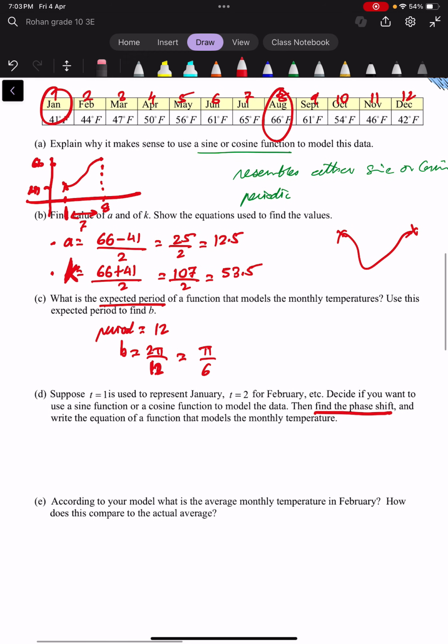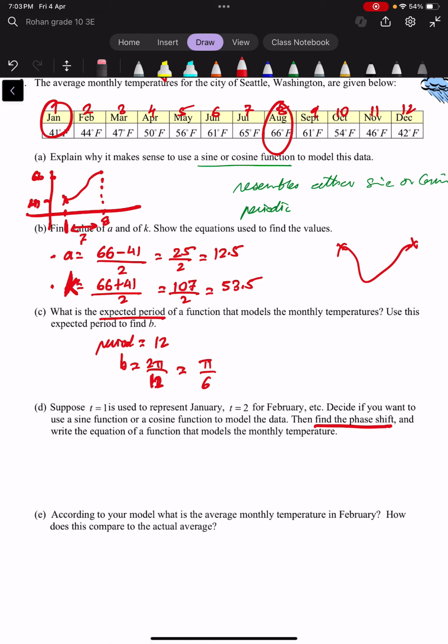So what will it be? y is equal to the amplitude, 12.5 cos, but it will be minus, because it's starting from down. Pi by 6 (x minus 1), where 1 is your horizontal shift, plus 53.5. That's it.